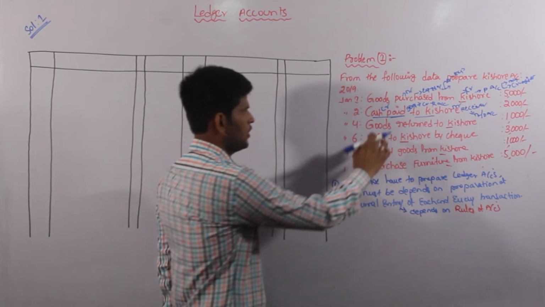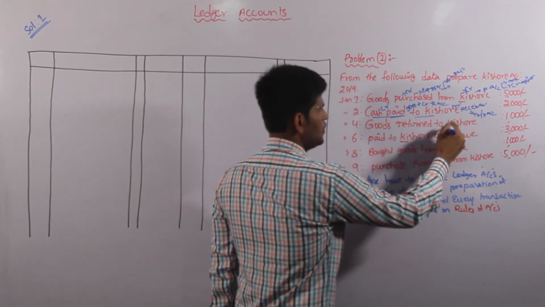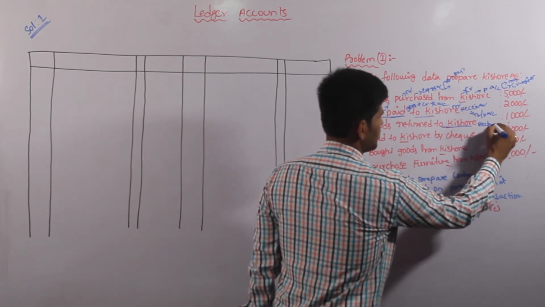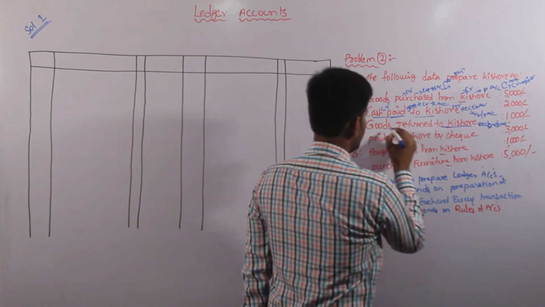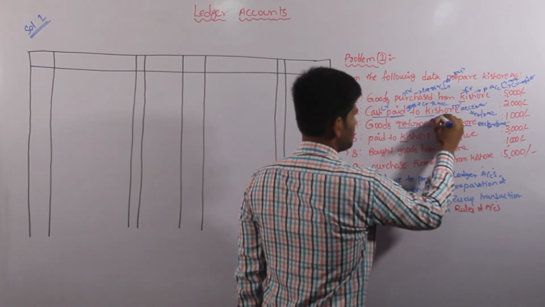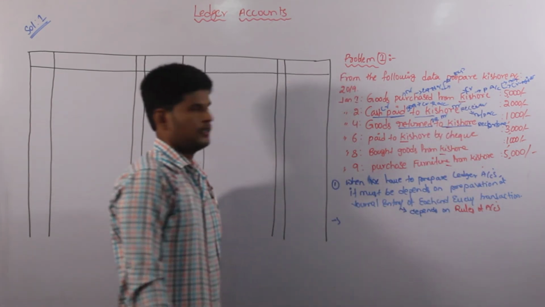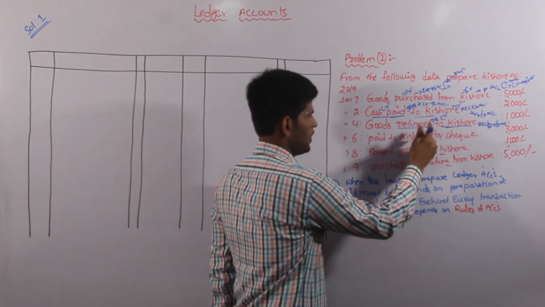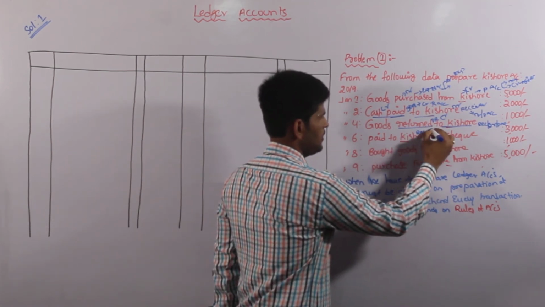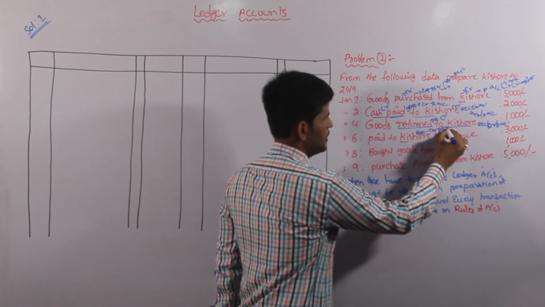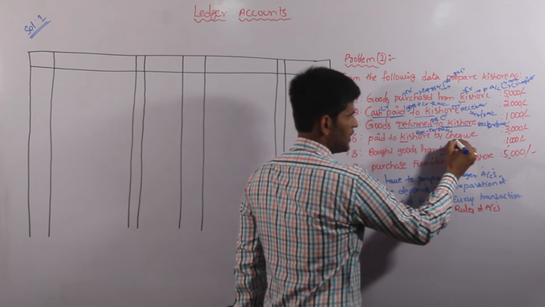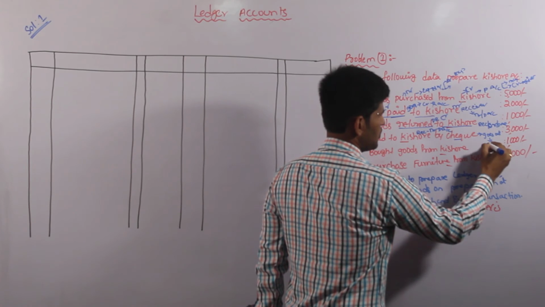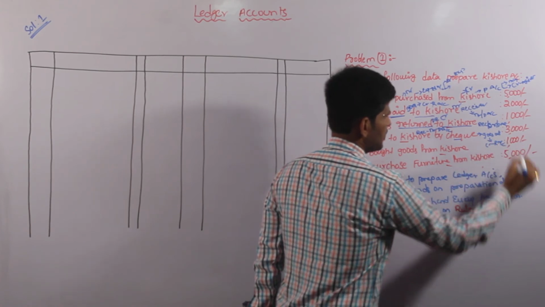And come to the next one, goods returned to Kishore. To Kishore is nothing but again he is the receiver. Receiver is there in debit side of personal account. Goods return means purchase return. Purchase return is there in credit side. And next one, paid to Kishore. Again he is the receiver. Receiver is there in debit side of personal account. Paid to, we are paying by cheque, means cheque goes out, so it is there in credit side of real account.